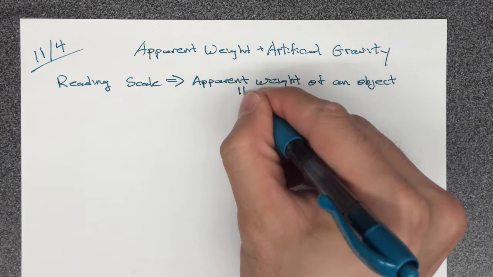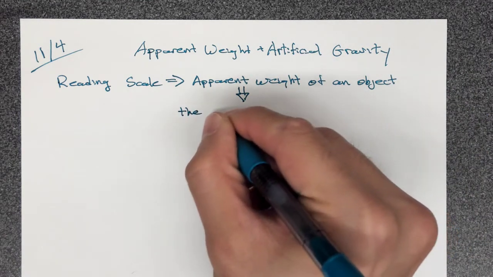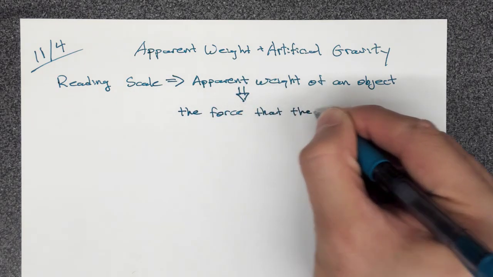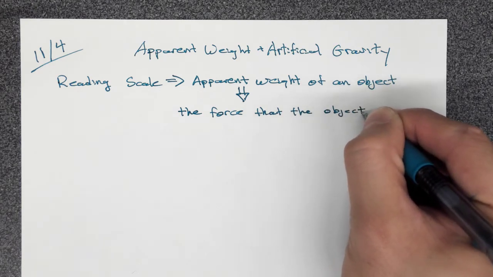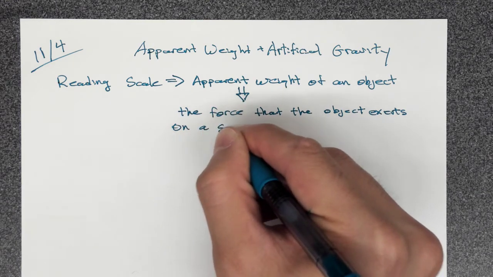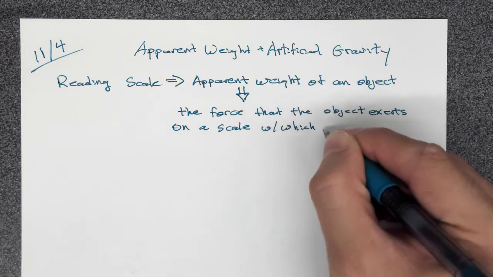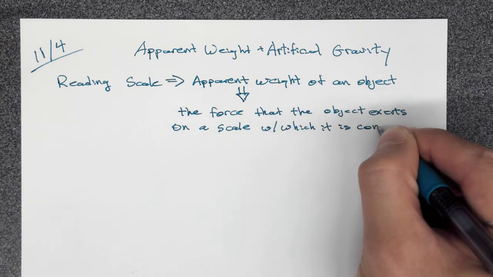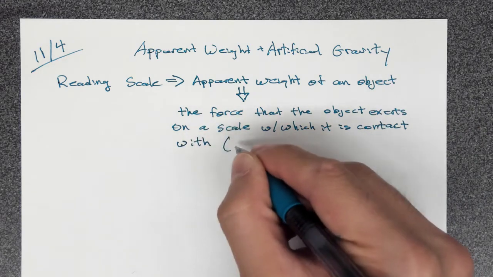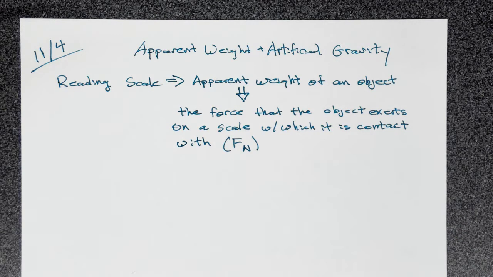The definition for apparent weight is the force that the object exerts on a scale with which it is in contact with. In most cases, we'll call this the normal force. So the normal force does change based off of contact.